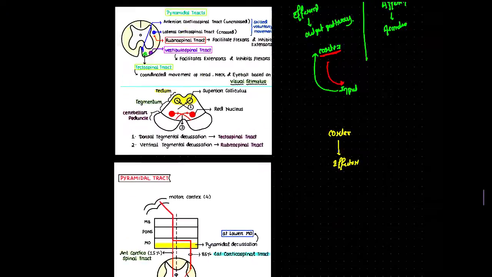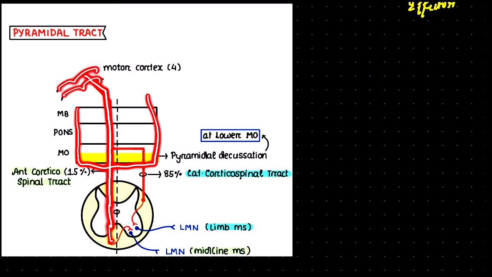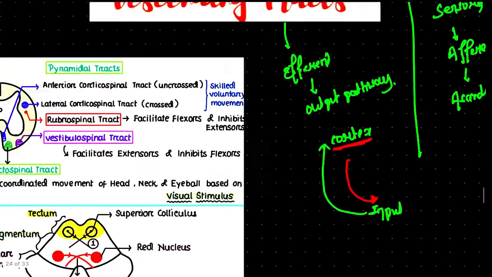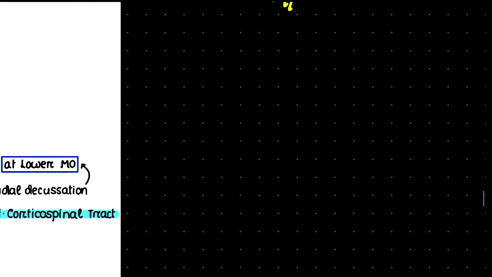So for example, this is our path. This is our motor cortex. From this motor cortex we are sending signals, passing through the brain stem, all the way to the spinal cord, and then to the muscles of the limb and the muscles of the midline. So this is our descending or output or motor pathway.